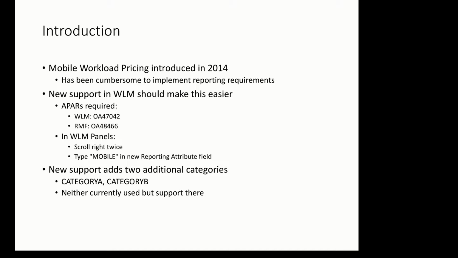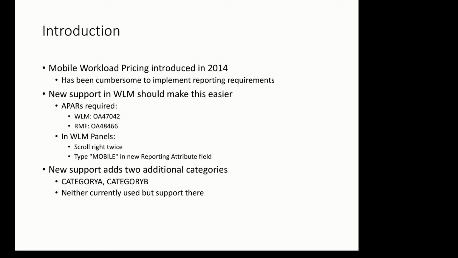To actually set this up, mechanically what you do in the WLM panels for a rule is you scroll to the right twice, and there's a new reporting attribute field which normally has none in it, but you type in mobile to label this particular piece of work as mobile. By the way, this has nothing to do with report class and service class. It's an attribute for the classification rule.